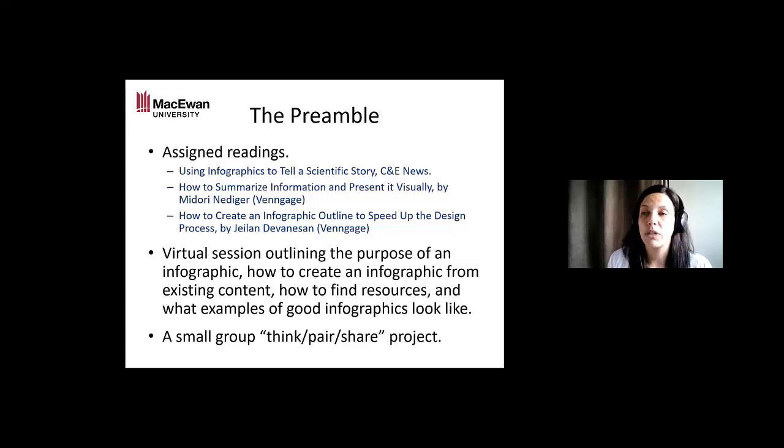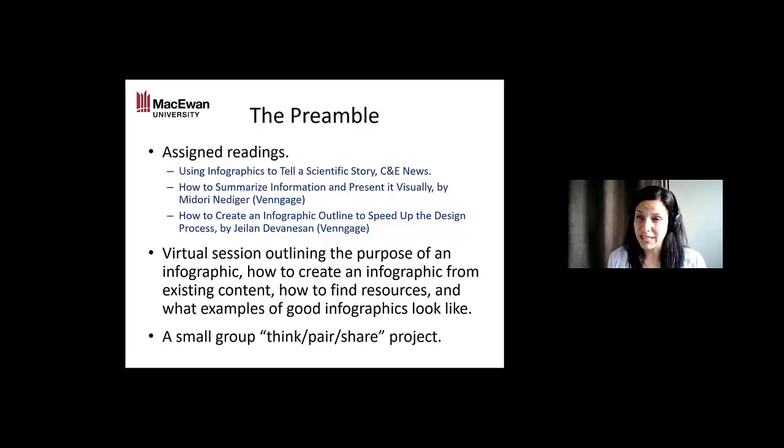So first I had a couple of readings for them to do before a tutorial session. I found some pretty good articles, the three listed here, on the purpose of infographics, how we can take a complex paper with a lot of data and present it visually and simplified, and how to design your infographic. I actually found these quite useful. Students used them as well. I have the links to them at the end in case anyone's interested.